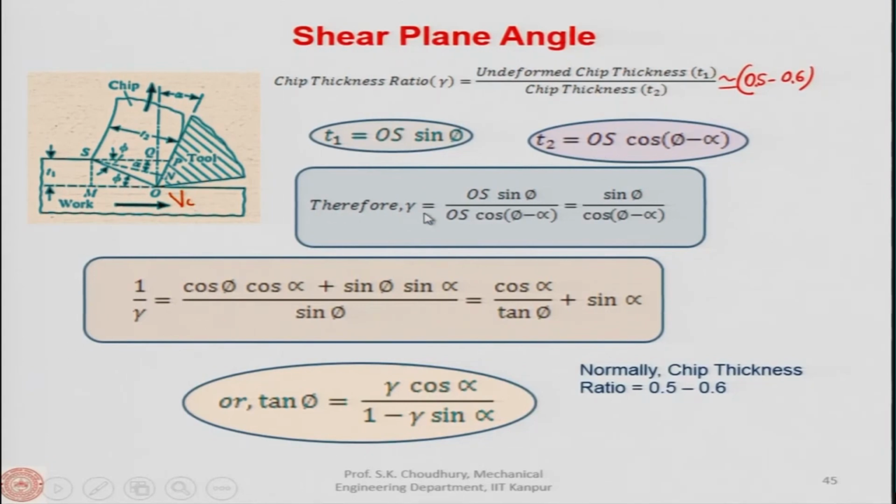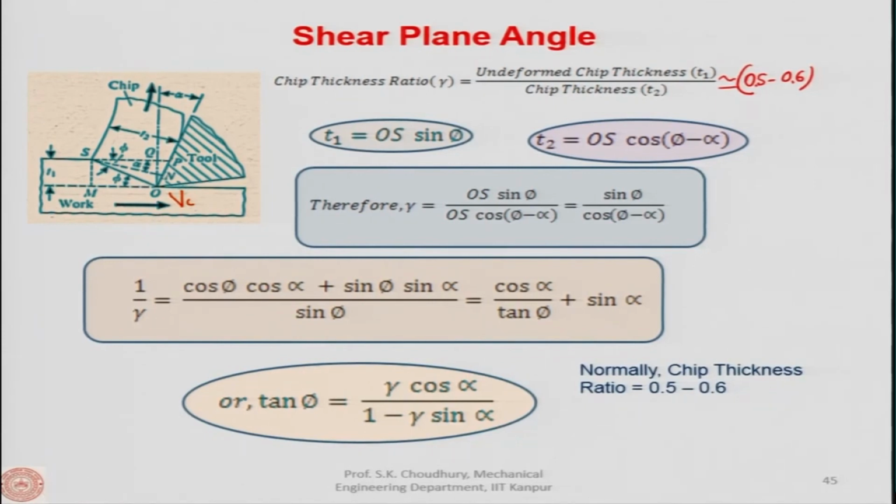Then, if we invert the chip thickness ratio and open up cos (phi minus alpha), this will be cos alpha divided by tan phi, plus sin alpha, because sin phi is getting cancelled here. So tan phi, analytically, is equal to the chip thickness ratio T1 by T2 times cos alpha, divided by 1 minus T1 by T2 times sin alpha.